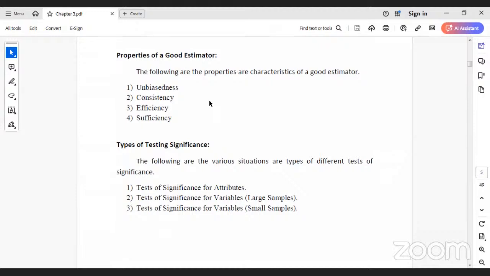Unbiased means, for example, a coin is tossed. Suppose you get a head or tail. If the information is known in advance, that is biased. So a coin is an unbiased coin. Why? Because the coin doesn't know anything. You can toss it, and anything will come. The result will be positive or negative.